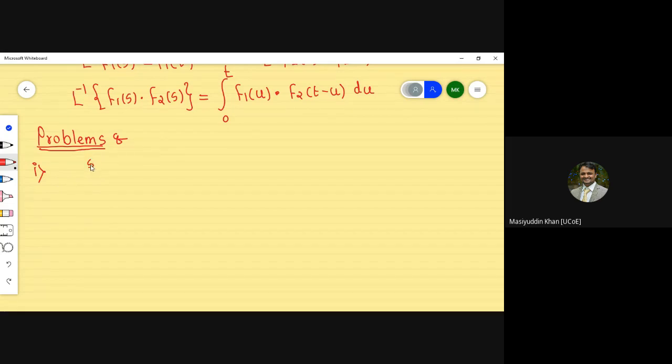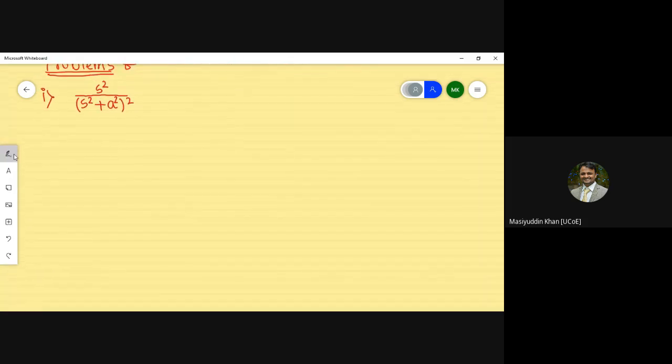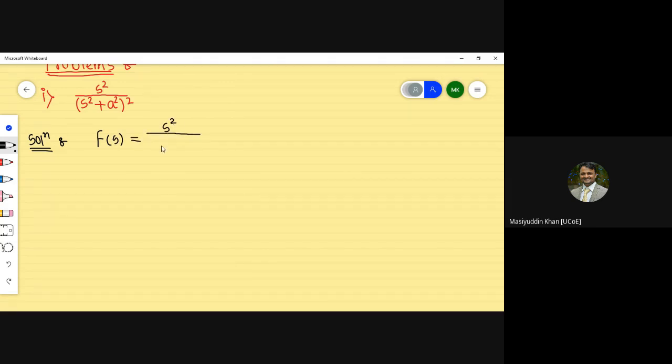s square upon (s square plus a square) raised to power 2. We have to find the Laplace inverse by using convolution theorem. So the solution of this problem, f of s is equal to s square upon (s square plus a square) raised to power 2.